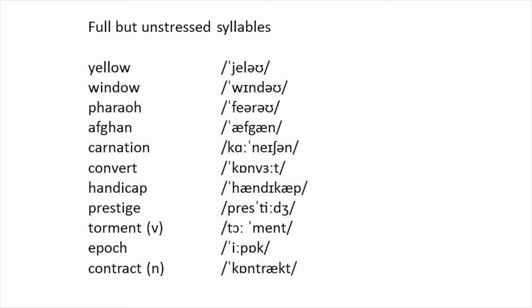Examples of words which do contain unstressed but full vowel sounds are yellow, window, pharaoh, Afghan, carnation, convert, handicap, prestige, torment, epoch, and contract. These words, although not unusual, are not high frequency either.